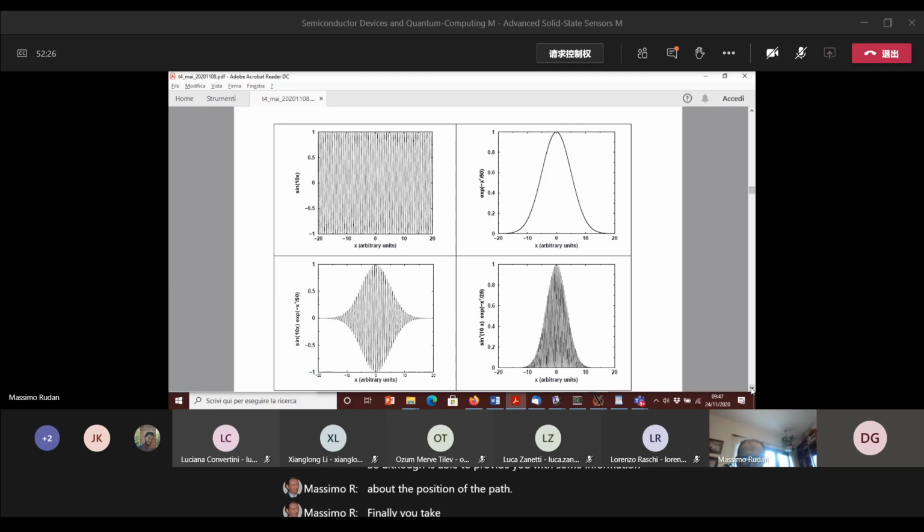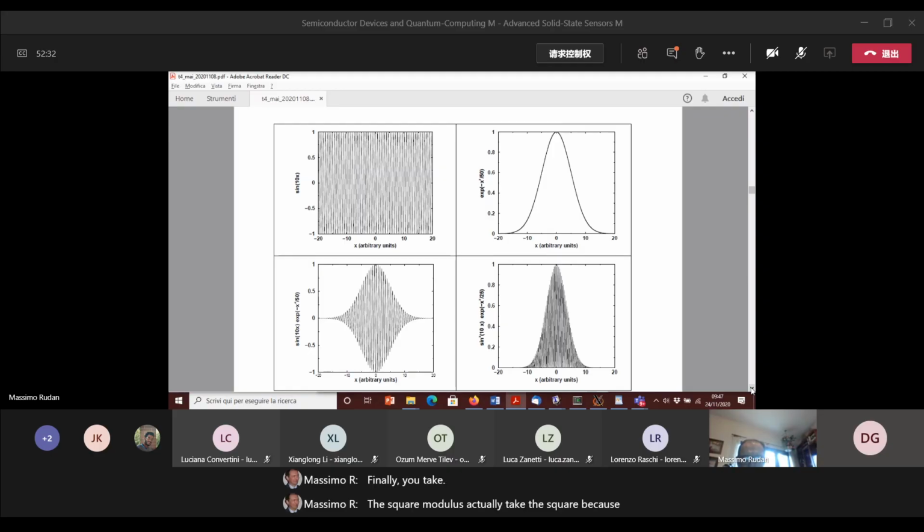Finally, you take the square modulus. Actually, you take the square because these are real functions, okay? So if you take the square, you have a function that has a peak at some position and then decays on the sides. So this function is able somehow to provide you with the information about the localization of the particle. And this is the squared product of the original oscillatory function and the envelope function.